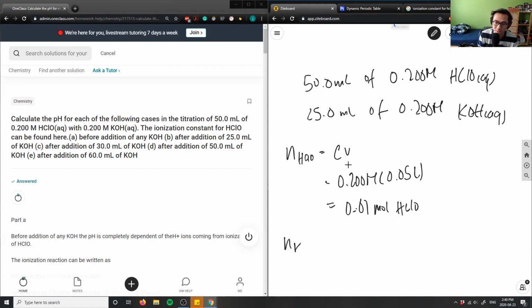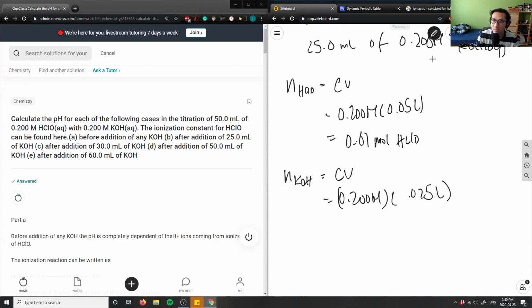And finally, the moles of potassium hydroxide, I do the exact same thing. I have 0.200 molar, and I'm multiplying it by 0.025 liters here. Then I'm going to get a solution, which is 0.200 times 0.025 on my calculator. I get basically 5 times 10 to the negative 3 moles of KOH. So these are my moles of KOH here.